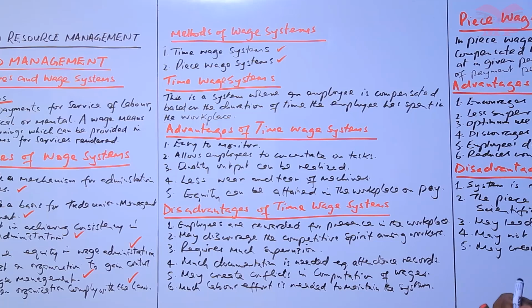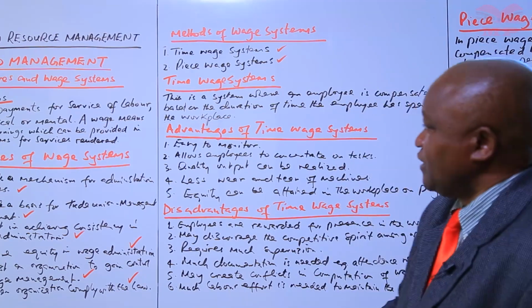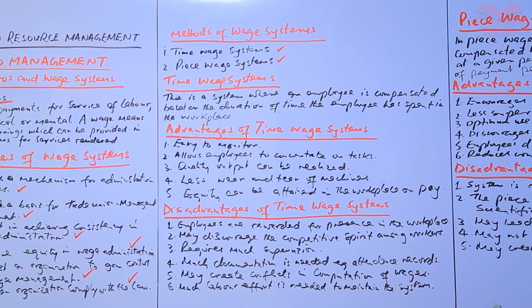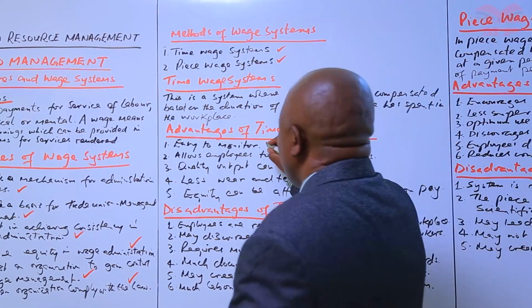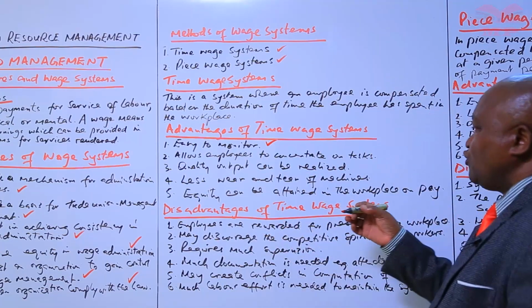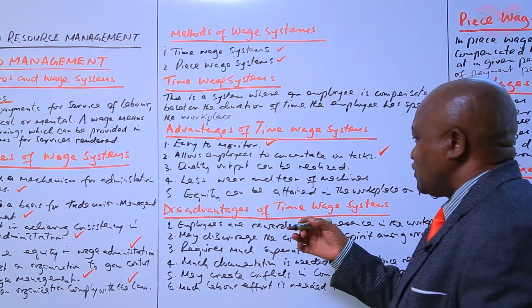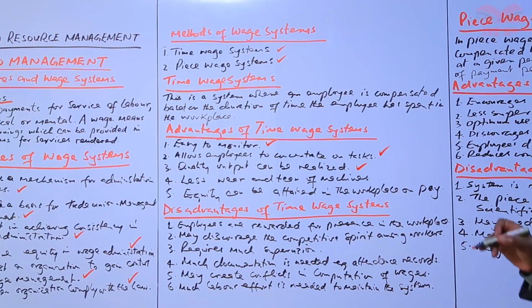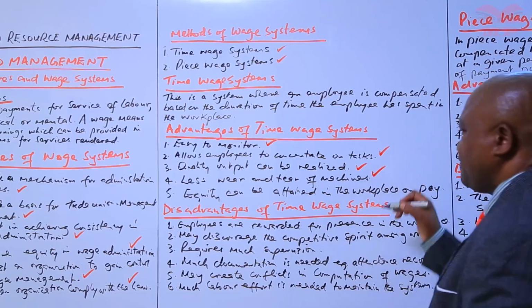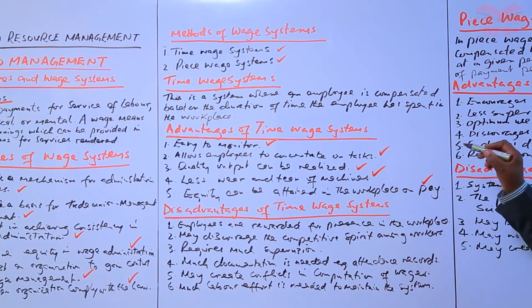Then we have looked at the advantages of time wage systems, and we have indicated that, one, they are easy to monitor. Then number two, allows employees to concentrate on tasks. Then number three, quality output can be realized. Then number four, less wear and tear of machines. Then number five, equity can be attained in the workplace on pay issues.